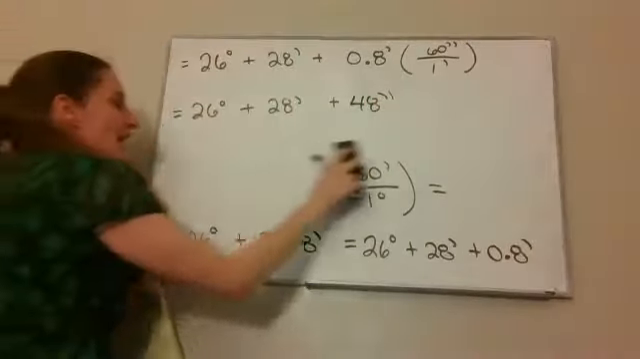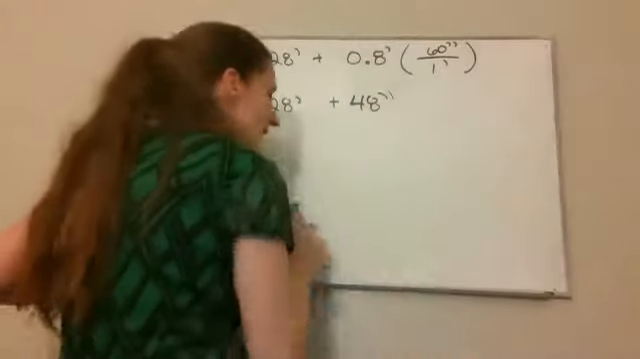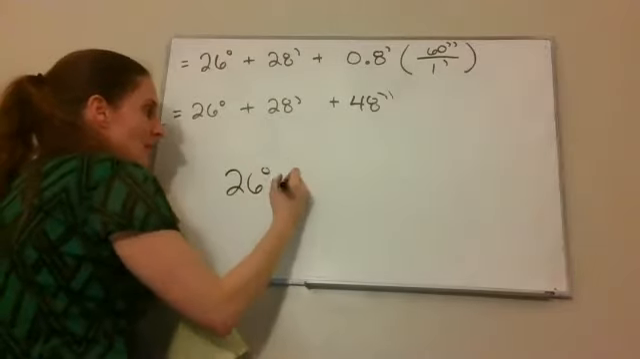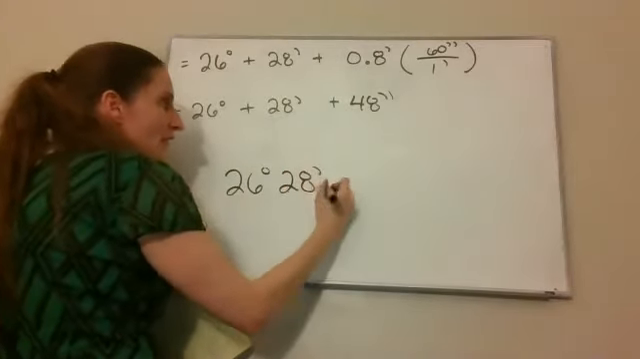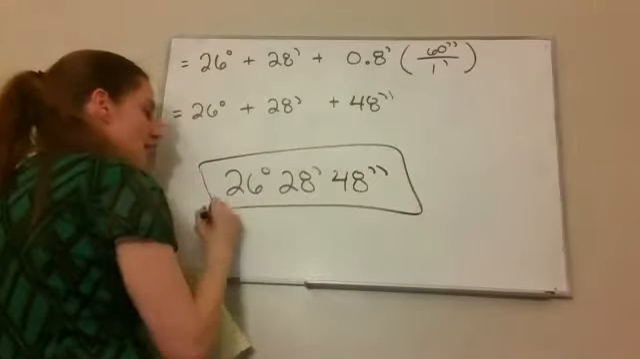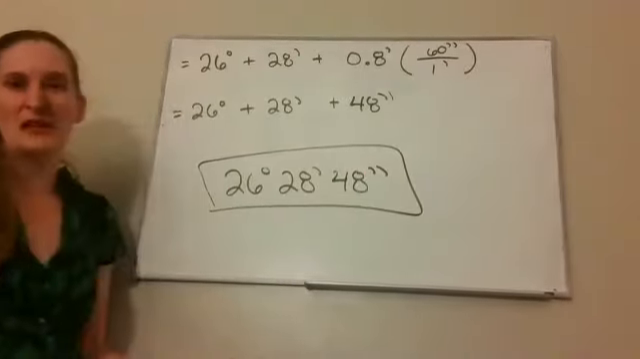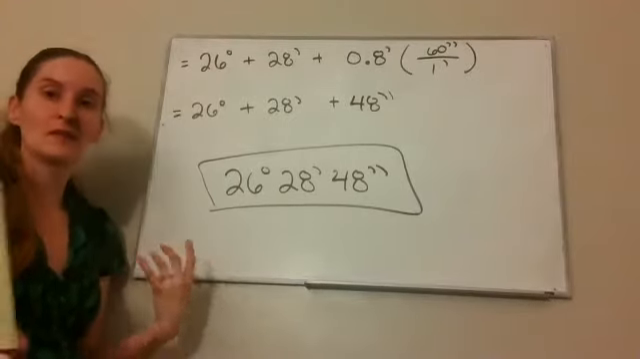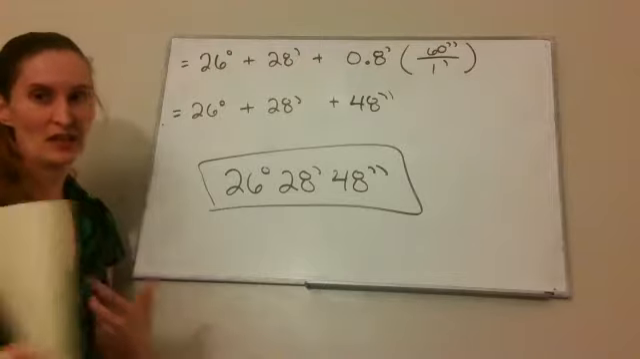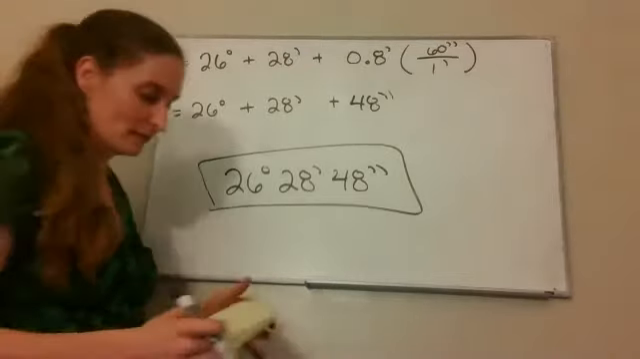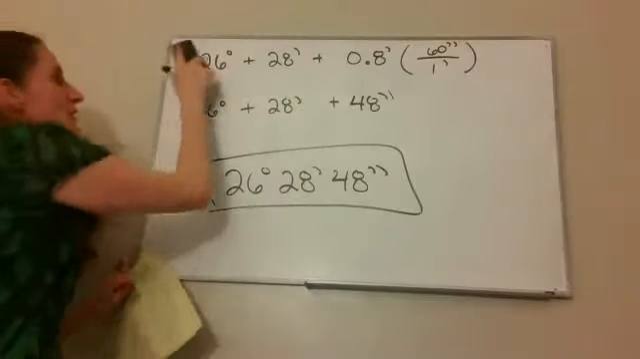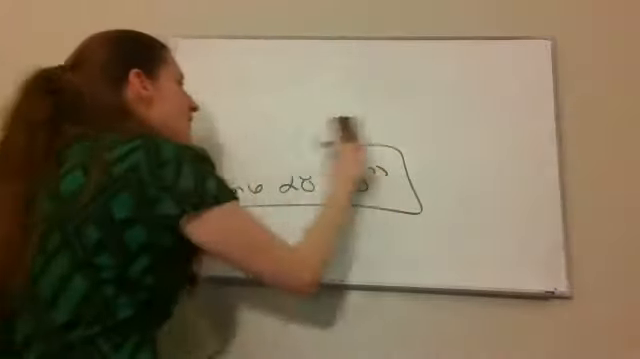So writing that angle in degrees, minutes, seconds, I get 26 degrees, 28 minutes, 48 seconds. And so now we know how to convert between the degrees, minutes, seconds notation and the decimal degrees notation, and going back again the other way. Let's move on to another definition.